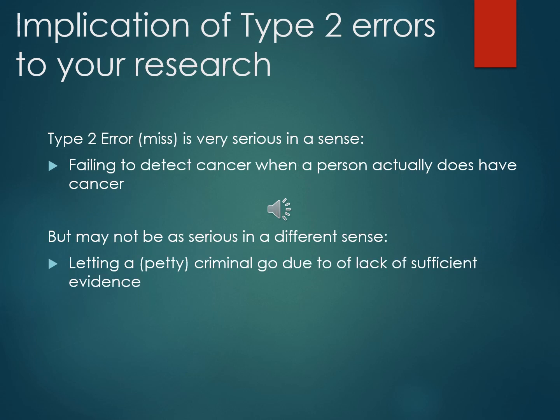Now, what about a consequence of type 2 error? Type 2 error is very serious in a sense: failing to detect cancer when a person actually does have cancer. Because if you miss the cancer in the first screening, then there is no follow-up analysis, so it's not going to be detected. It's going to have a large, significant, serious consequence. But it may not be serious in a different sense, like letting a claimant go due to lack of sufficient evidence. Right? So based on these, we have to come up with some kind of systematic pathway of making decisions.